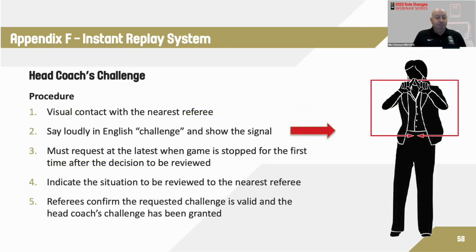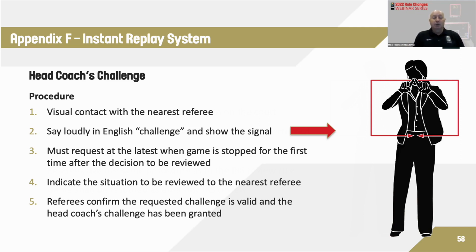So our procedure. The head coach is asked to establish visual contact with the nearest referee, say loudly in English, "Challenge," and show the signal. The signal on the right-hand side is in the official basketball rules. Effectively, the head coach shall draw a rectangle replicating a TV or a video screen.